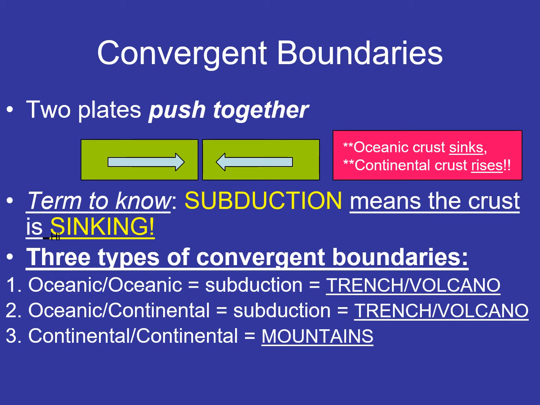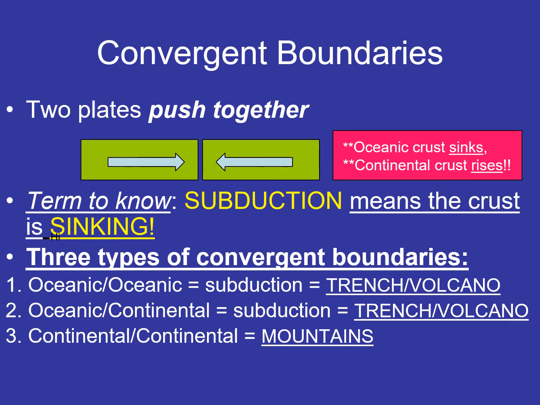The same thing happens with oceanic and continental. We know oceanic is much more dense than continental. So when the oceanic plate converges, collides, or crashes with our continental lithospheric plate, the oceanic crust is going to subduct or sink under the continental crust. That subduction is also going to create a trench and a volcano.